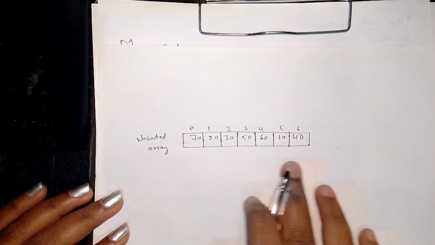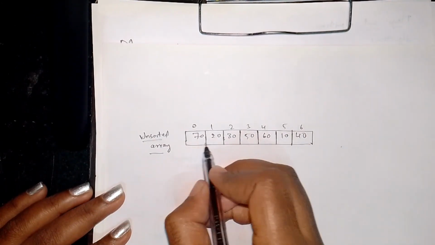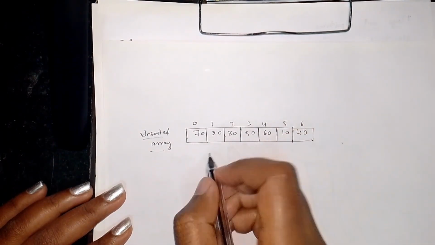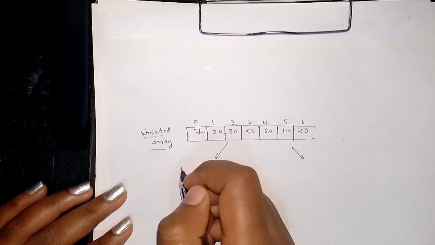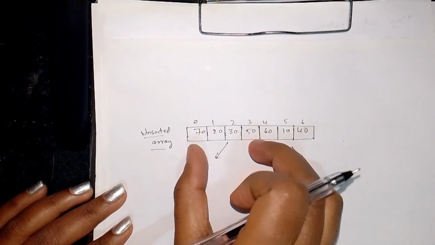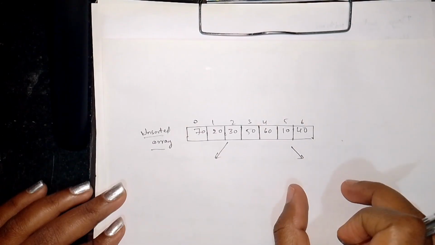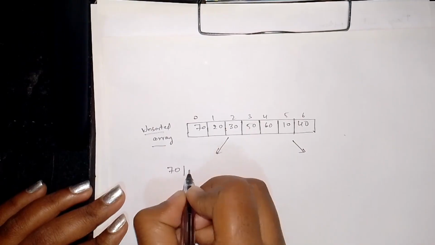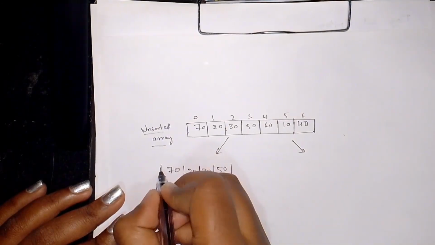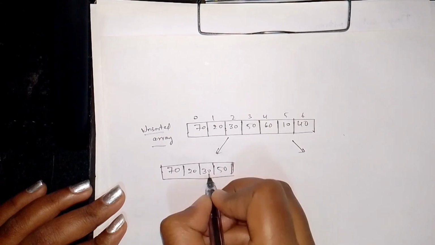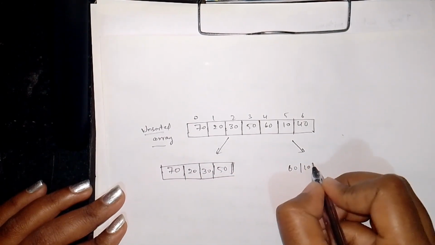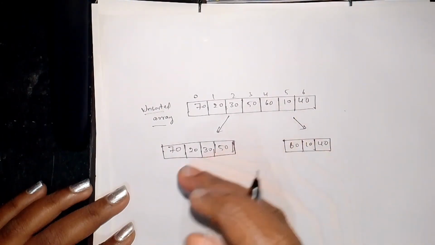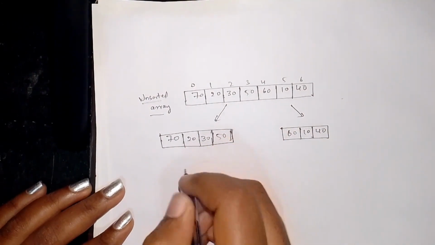Now here I have taken the same example, the unsorted array. We have to divide this unsorted array into two halves, that is, subproblems. Let me divide this into two subproblems. If we divide it, we get these four indexes as one subproblem and these three as another subproblem. We can also take these three and these four, as we wish. Now we have to further divide it into smaller subproblems.